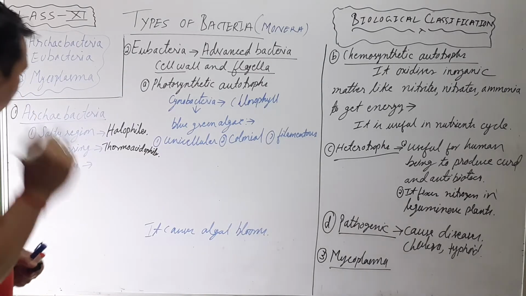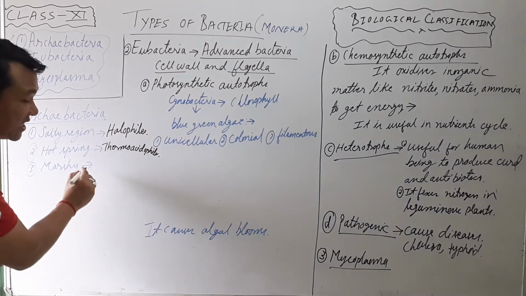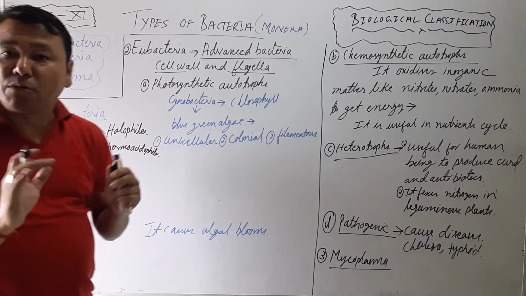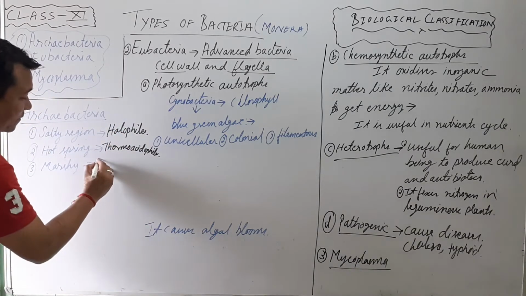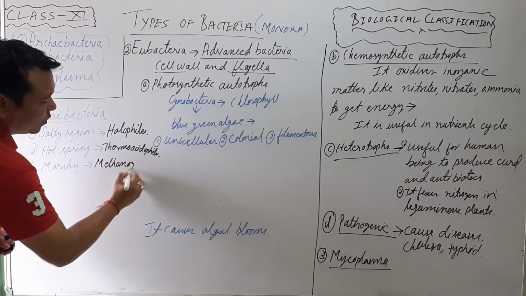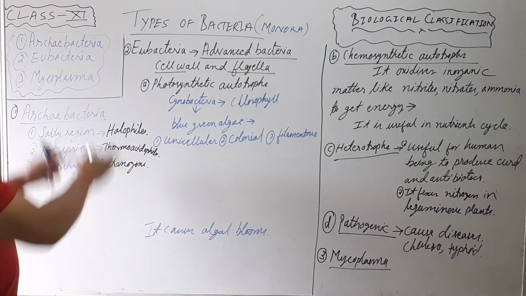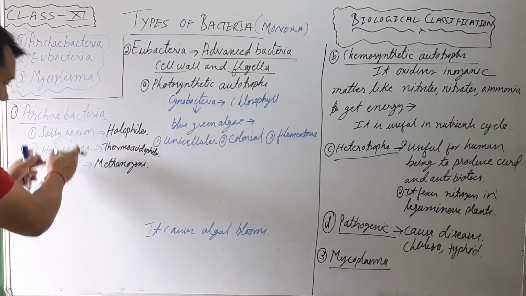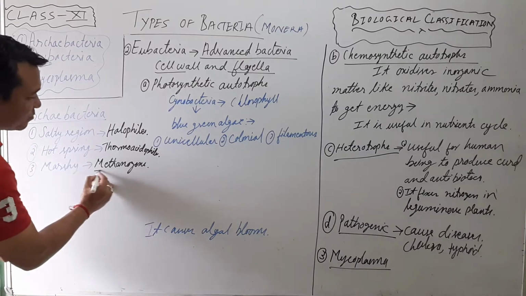Is that clear? Okay, the next one is Archaebacteria which are present in marshy region. Those Archaebacteria which are present in marshy region are called methanogens. So in this way Archaebacteria are present in different habitats. Is that clear? Okay, let's talk about these methanogens.